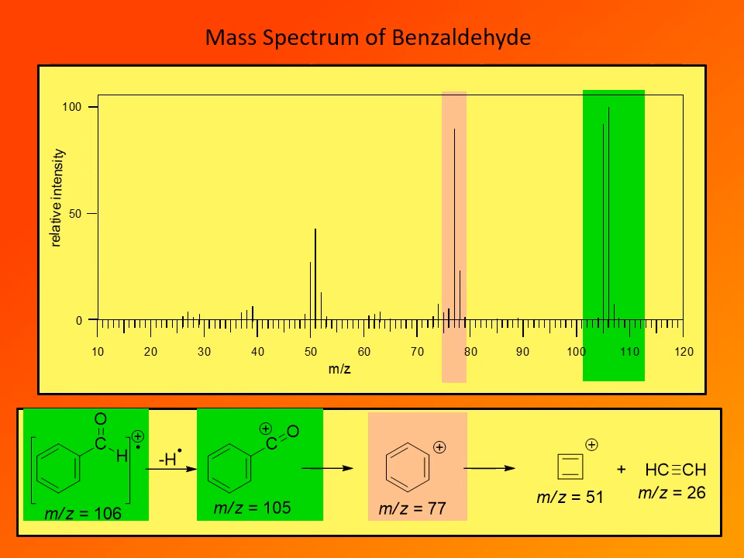And then next, we have loss again of acetylene, 26, and this gives the cyclobutadiene cation at 51. And that's pretty much all the information we can get from the mass spectrum of benzaldehyde.